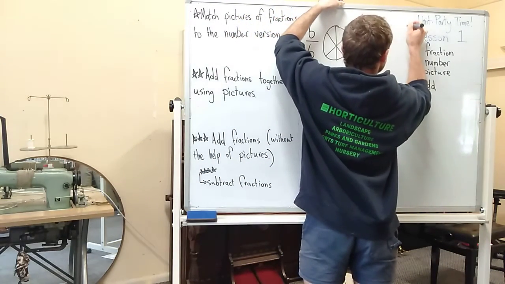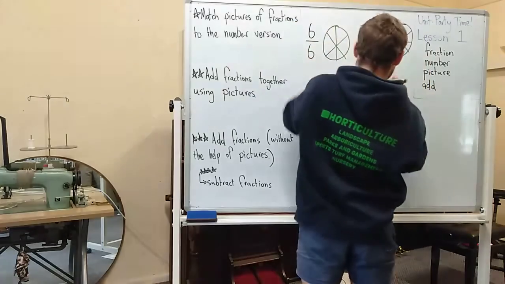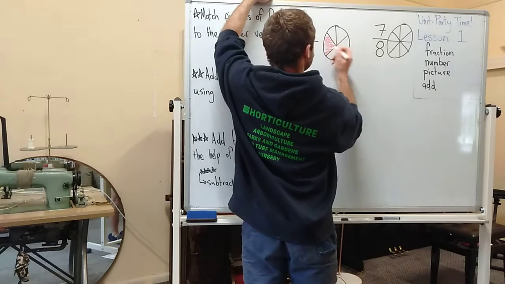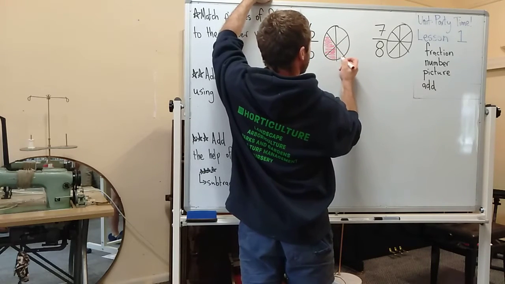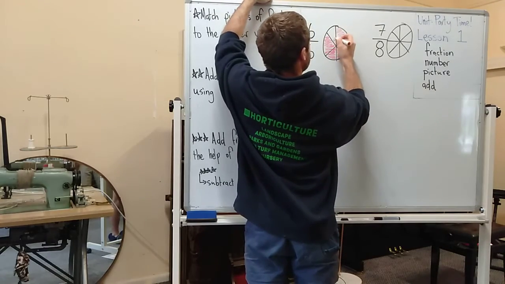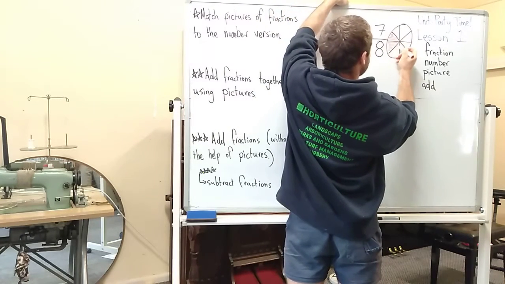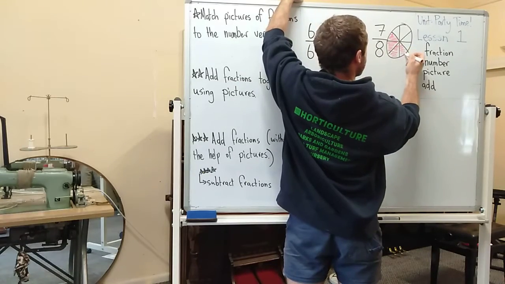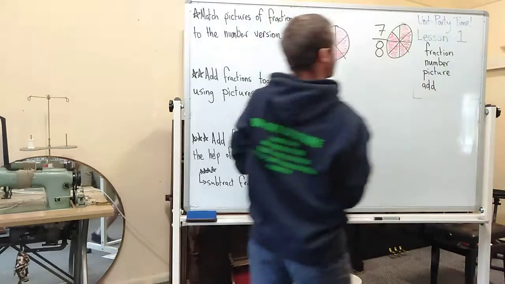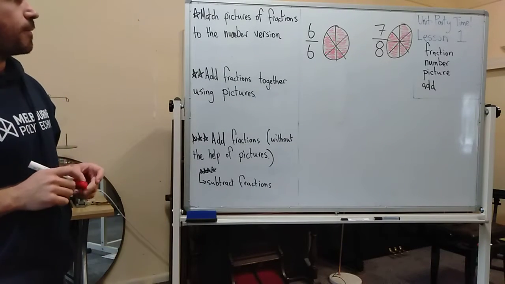Which of these two fractions, and I'll colour them in with a different colour, 6 out of 6 or 6/6, which of these two fractions is bigger?